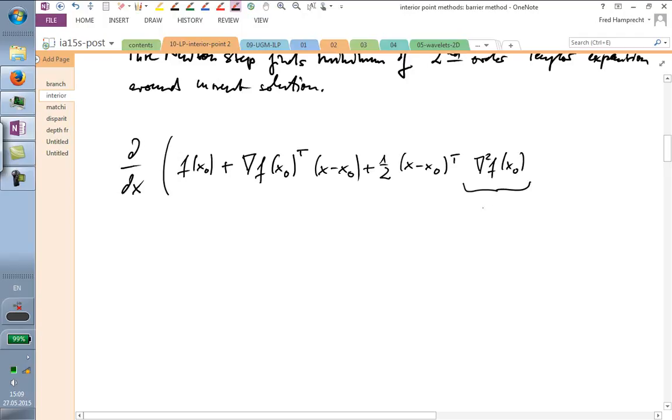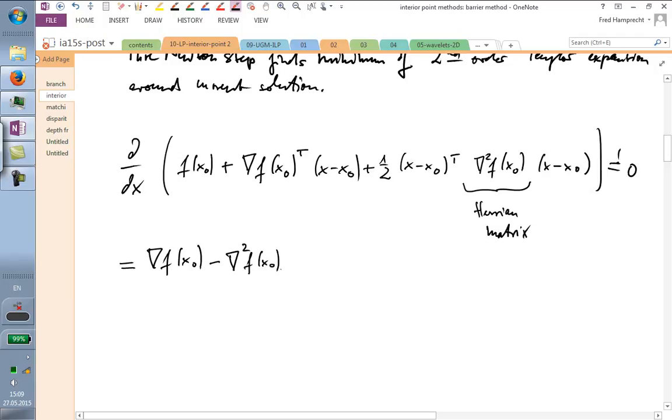This here is the Hessian matrix, the matrix holding all the second derivatives. So there's the second order Taylor expansion. Its derivative is set to 0. And differentiating with respect to x gives us here the gradient minus the product of the Hessian matrix and the point around which we expand.